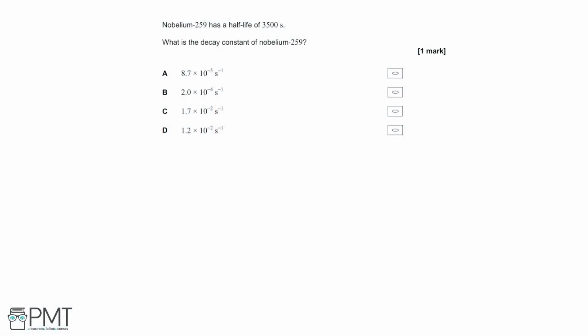This question is about radioactivity. The question says, nobelium-259 has a half-life of 3,500 seconds. What is the decay constant of nobelium-259? In order to answer this question, we note that we've been given the half-life, T half, and we want to find the decay constant, lambda.